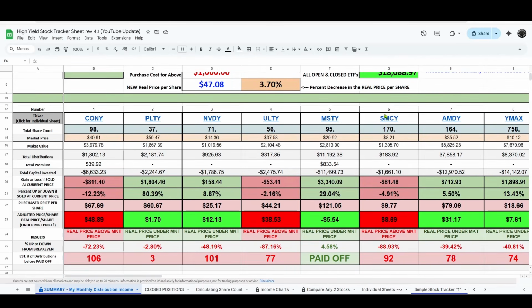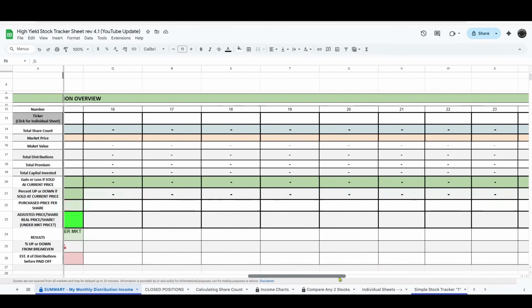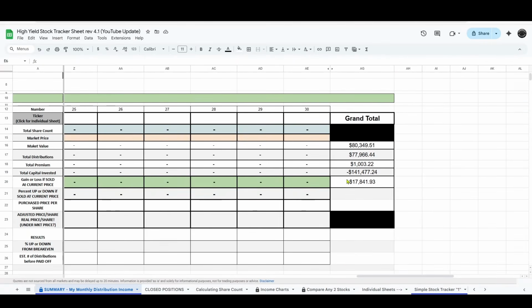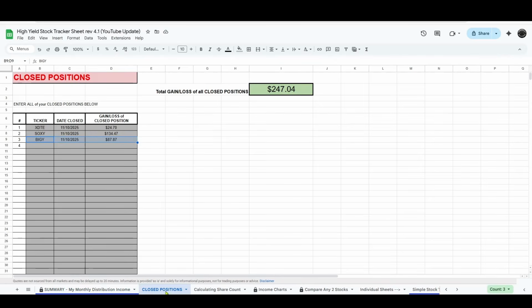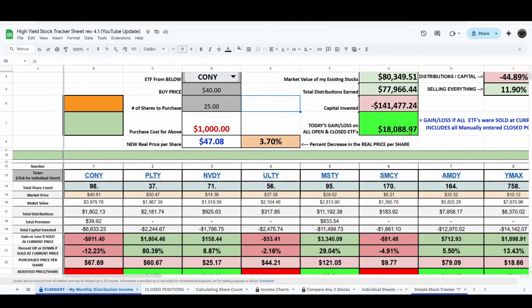And if I were to sell out of all of these positions, if I scroll all the way to the end over here, you can see that would be $17,841. And if we add in those closed positions that I do show in my closed position tab here for the XDTE, SOXY, and BIGY that I did close last year, those added in takes it to a little over $18,000 if I were to close out of all my positions, add the gains, subtract the losses, and then add the gains or losses of those closed positions. I will clear $18,000. That's not too bad at all if you ask me.